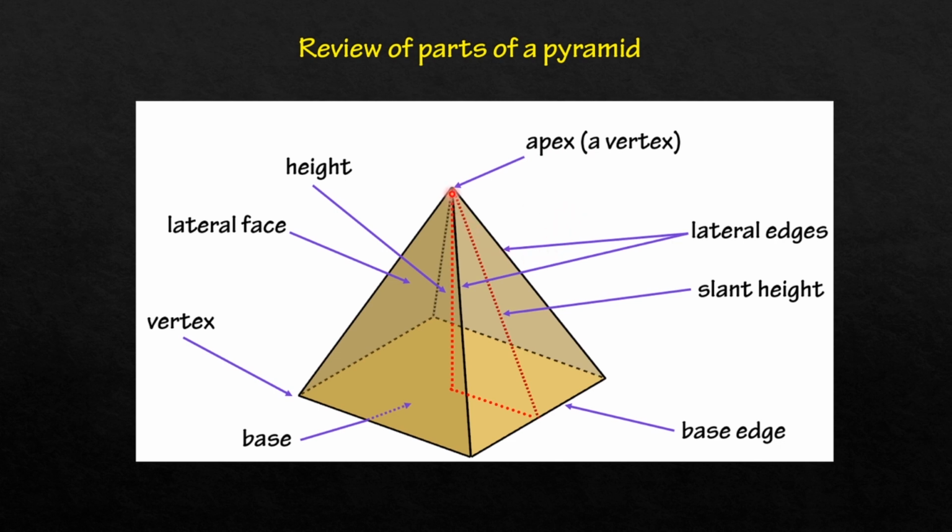The slant height is the height of the triangle, which forms part of the side of the pyramid. So this is the height of that triangle. It goes from the apex down to the center of this edge here. We have the height of the pyramid, which goes from the apex down to the center of your base in this case.